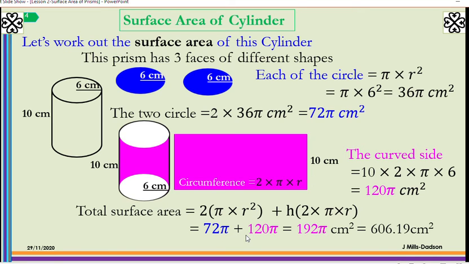So 72 pi plus 120 pi is 192 pi cm squared, and that approximately gives us 603.19 cm squared, 2 decimal places. So the surface area of this cylinder is 603.19 cm squared. Just remember, 3 sides: 2 circles, 1 curved side. Curved side, this is the formula.